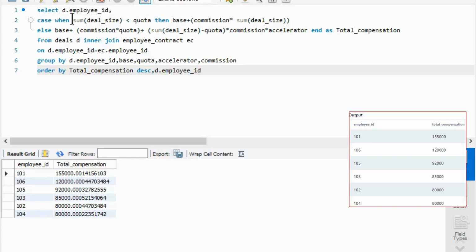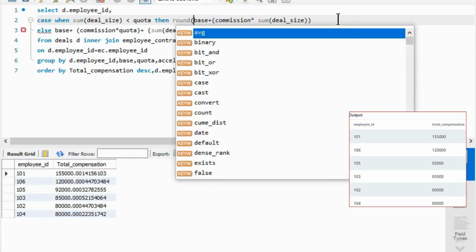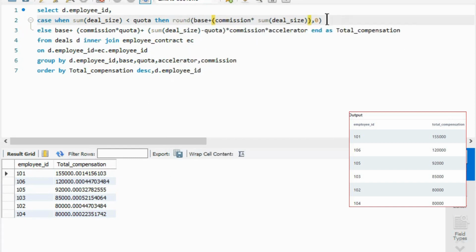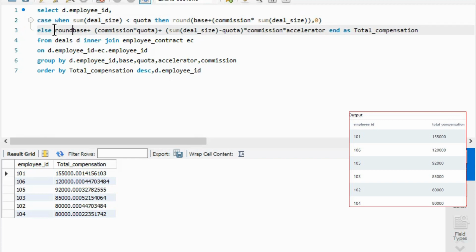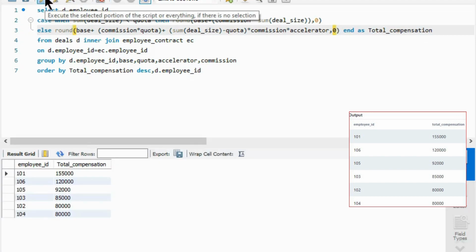We didn't do the round, so we do round off here. So here we got the answer, same as this answer.